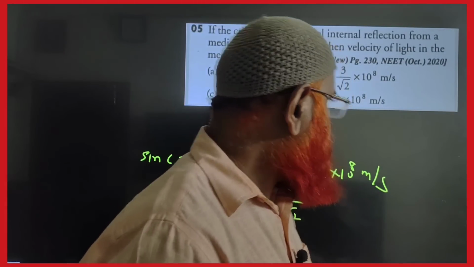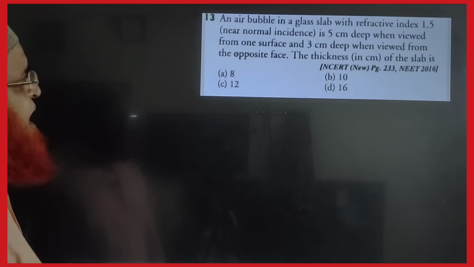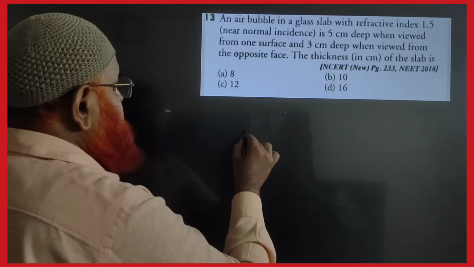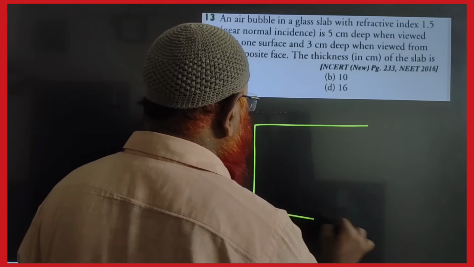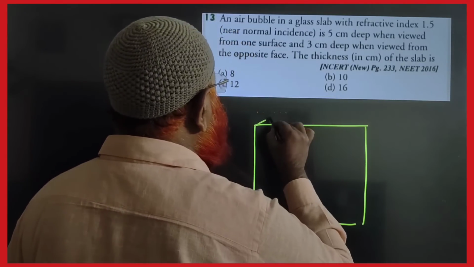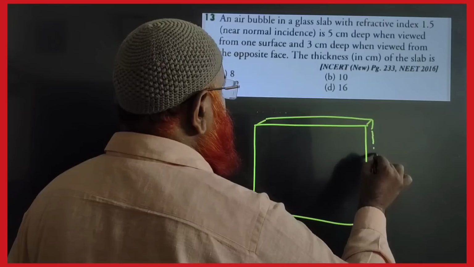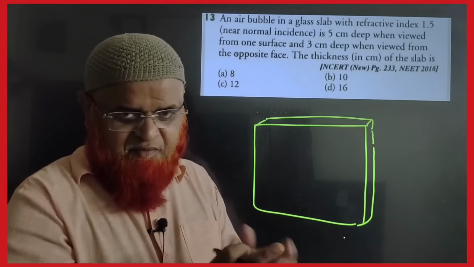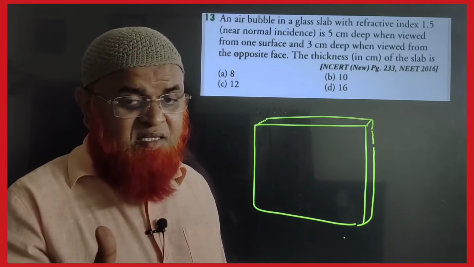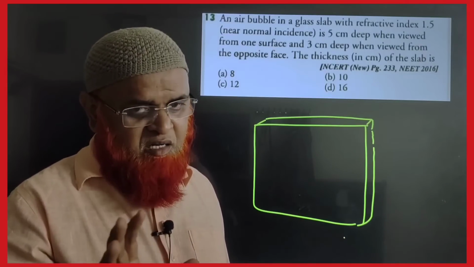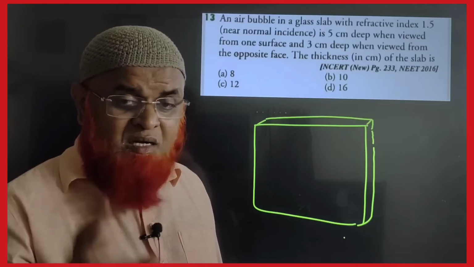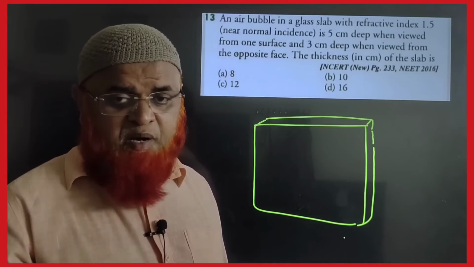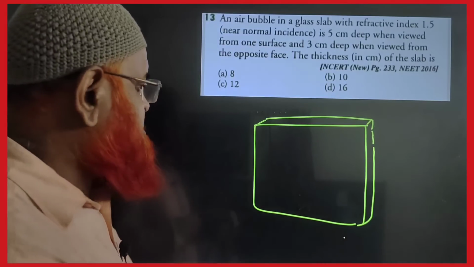Understood? Okay. Now just see here. An air bubble in a slab having a refractive index. There is a slab. Slab means it will be like this, just like dice. You know, when you are playing dice, but dice is not transparent. Let us take a glass slab. Some keychains are transparent dice. Have you seen them or not? That type of dice you are considering.